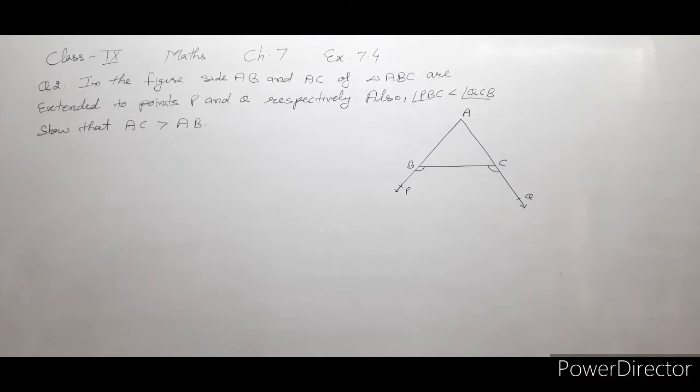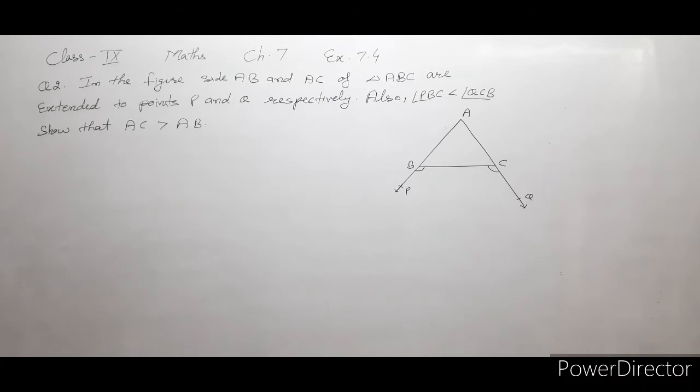Question number 2. In the figure, sides AB and AC of triangle ABC are extended to points P and Q respectively. Also angle PBC is smaller than angle QCB. Show that AC is greater than AB. We have to prove that AC is a longer side than AB.